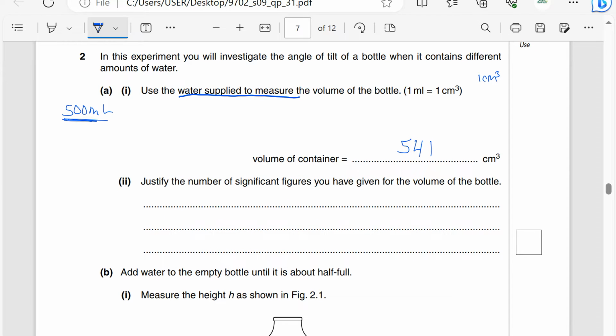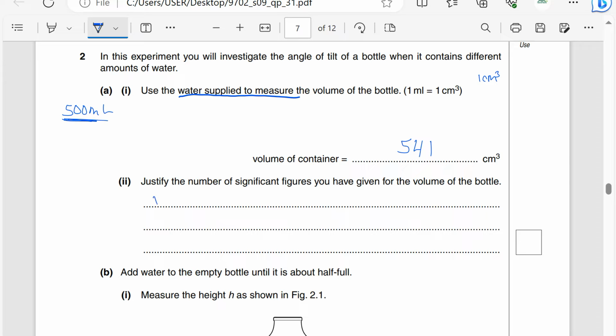I'm interested in this part here. This is the only part which could bring challenges to students. Justify the number of significant figures you have given for the volume of the bottle. Why have I recorded the volume like this? In fact, I've recorded the volume to the nearest centimeter cubed simply because the measuring cylinder that I've used is precise to 1 centimeter cubed.